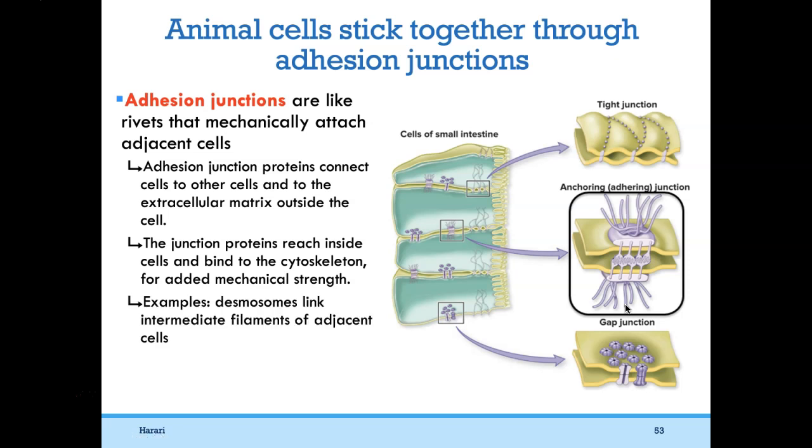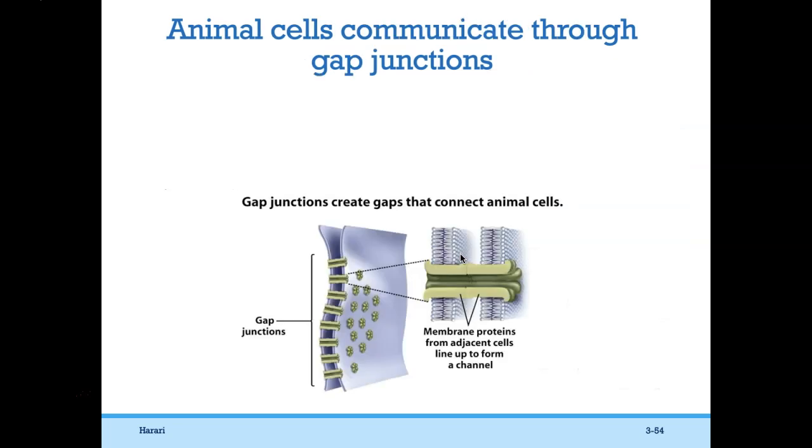An example would be a desmosome. This is shown as a desmosome. Desmosomes link intermediate filaments from one cell to intermediate filaments of another cell. So this is called an adhesion junction. Sometimes they're called anchoring junctions because they anchor adjacent cells together. So it's very important for strength, very important for epithelial cells.